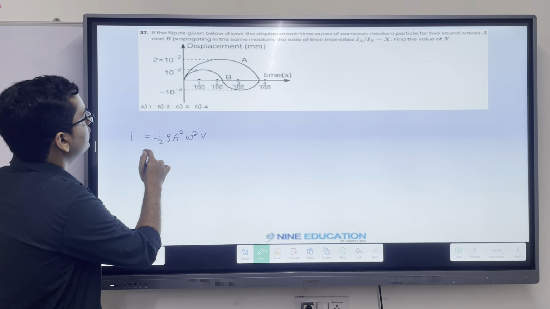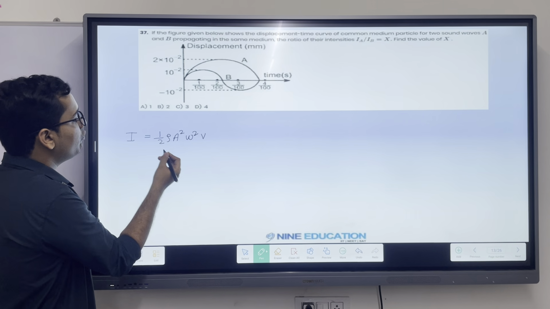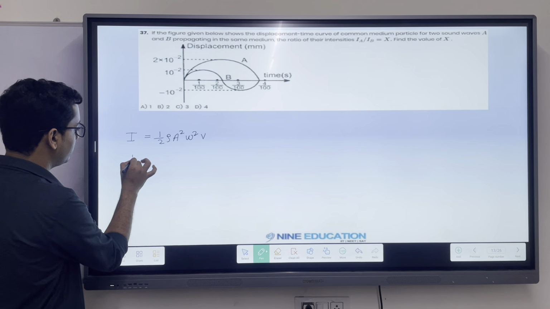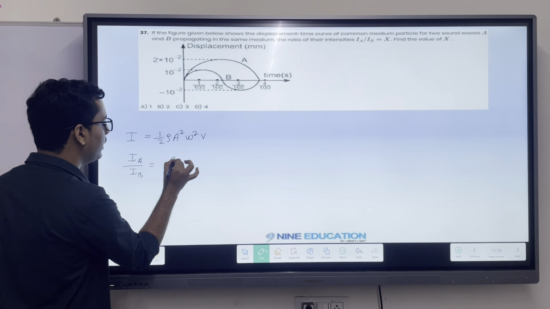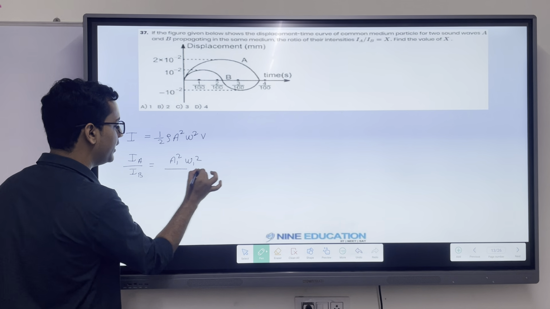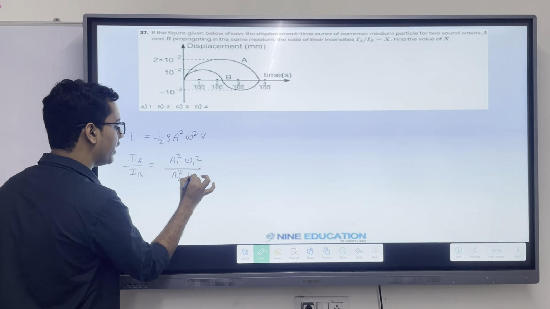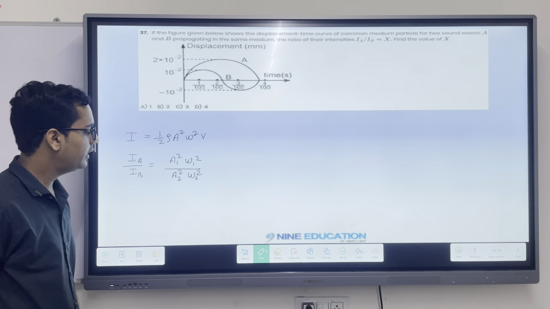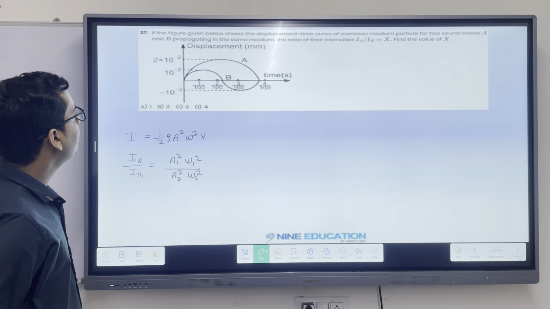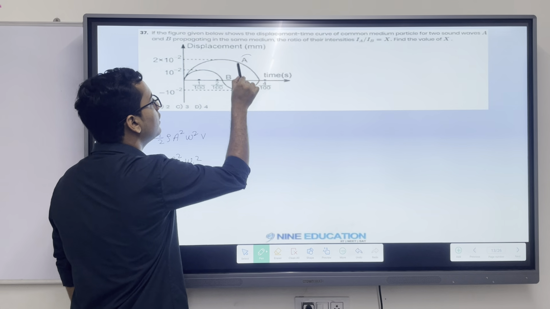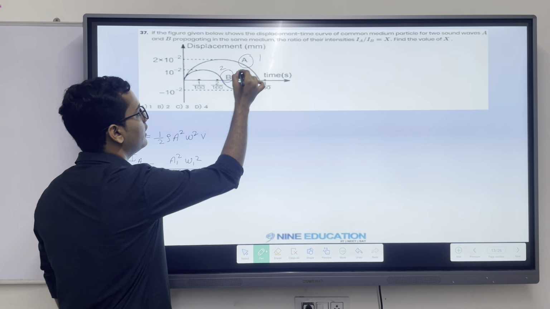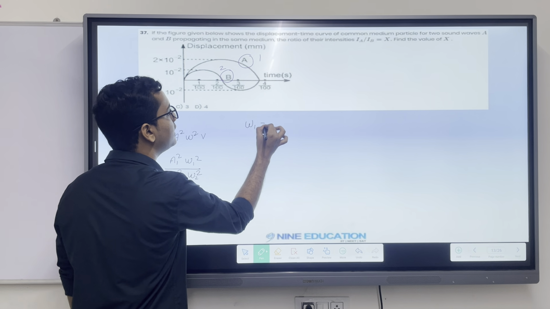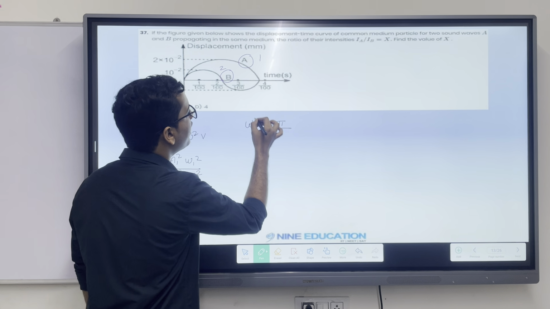Right? So same medium means same V and same rho. So if you want to find IA by IB, all you need to do is A1 square omega 1 square divided by A2 square omega 2 square. Right? So what is the ratio of A1 and A2? So let's say A is the first wave, B is the second wave. Right? Can I say omega 1 is nothing but 2 pi divided by time period?